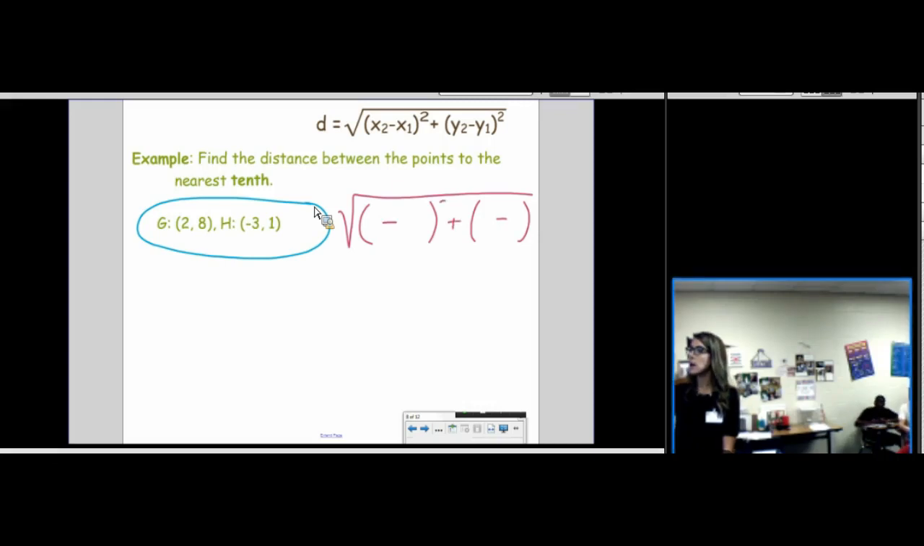Start with an empty one, just like that. I'm going to give you a second to put that on your whiteboard. Copy this onto your whiteboard, an empty distance formula. Nothing, no numbers filled in, because the numbers get confusing.